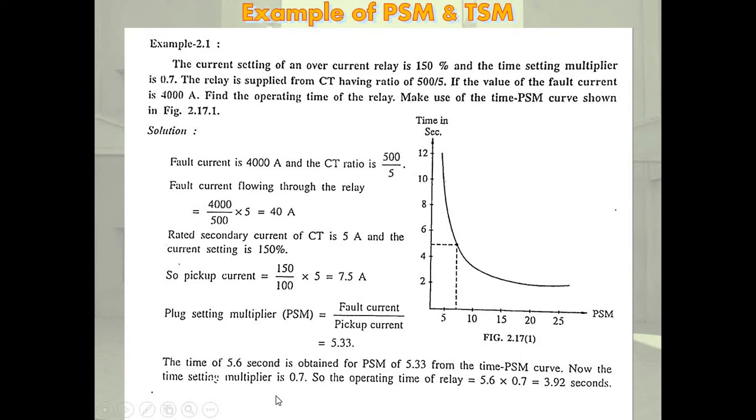Now the time setting multiplier is 0.7. So the operating time of the relay is 5.6 into 0.7, equal to 3.92 seconds.